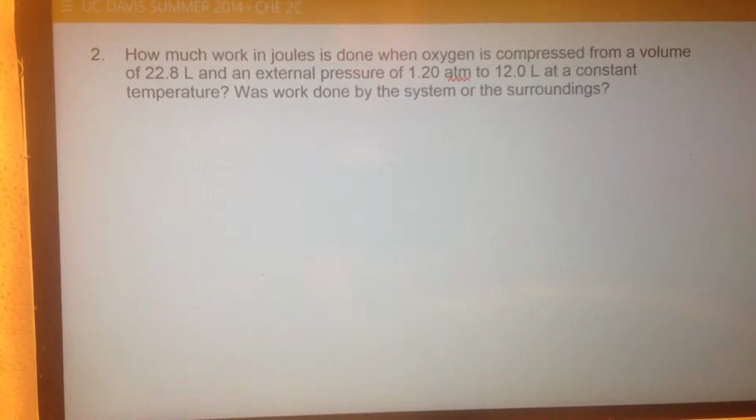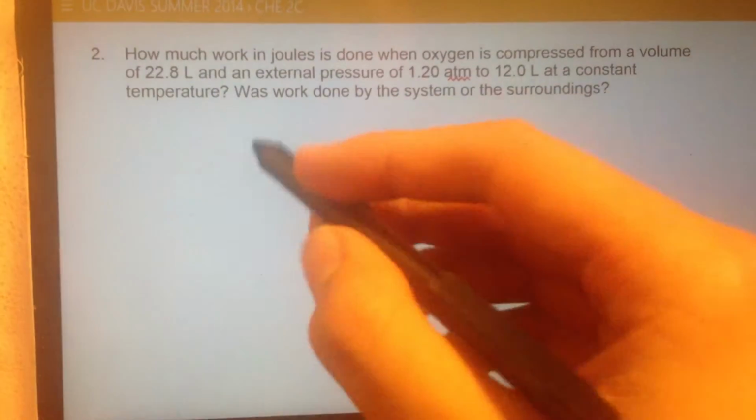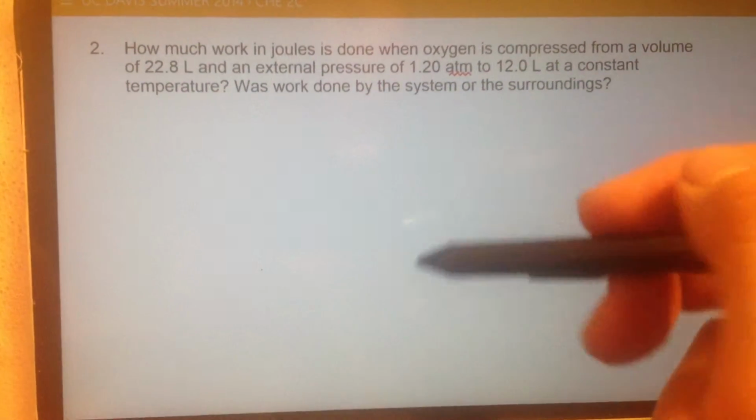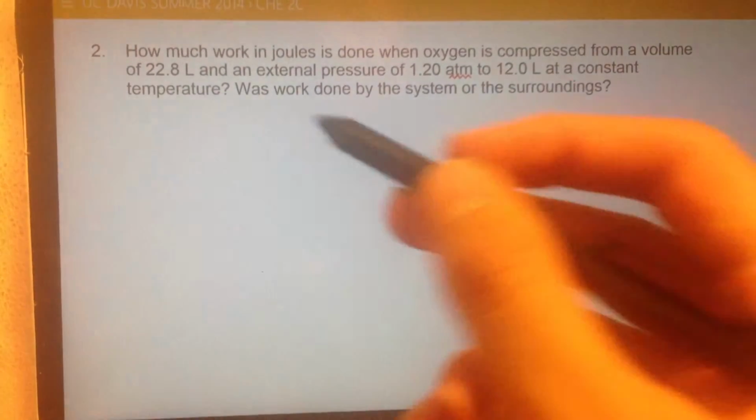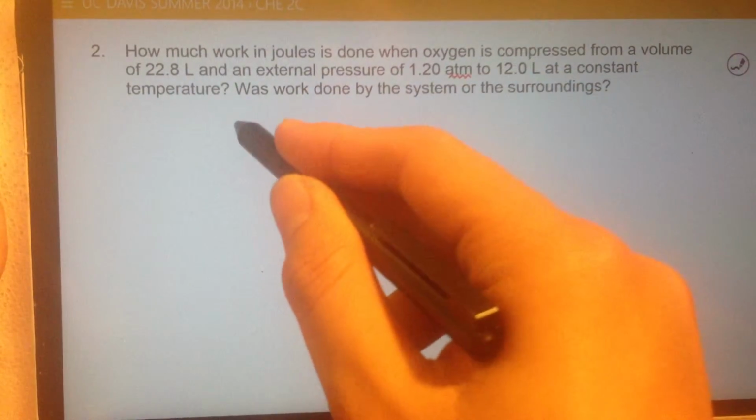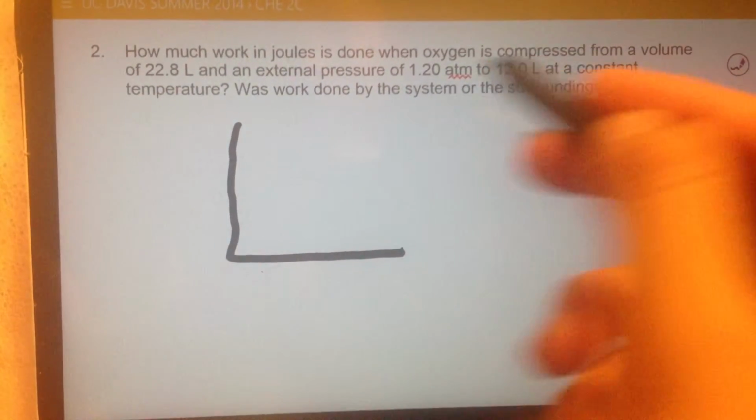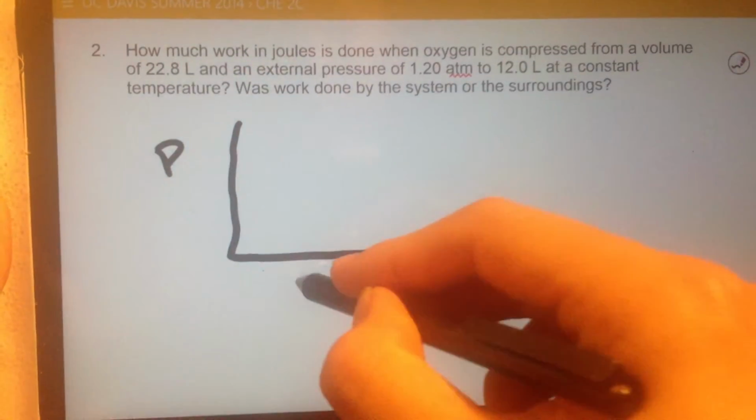Alright, so this is going to be about work and basically change in pressure and change in volume at constant temperature. And so, how do you calculate work? Remember, work is basically the amount of energy that was done by a system or by its surroundings, right? And if you recall, there's this really nifty graph called the PV graph, where you have pressure and you have volume.